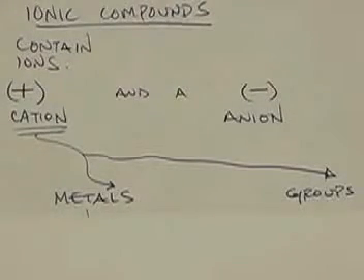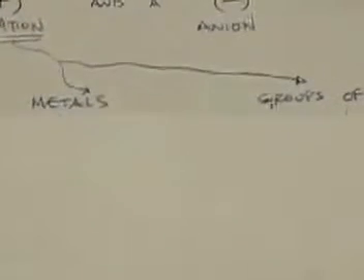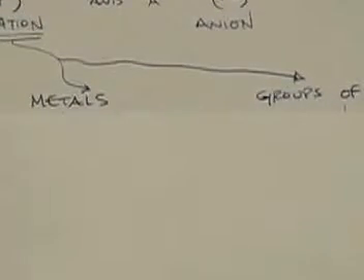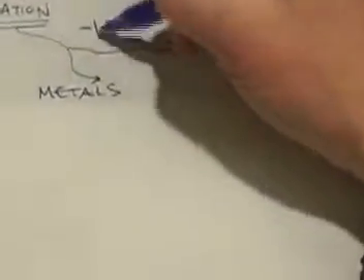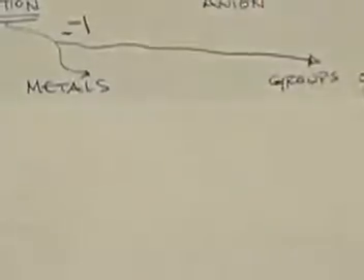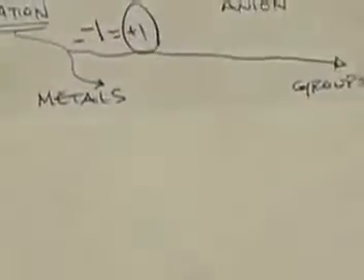Generally, cations come from metals on the periodic table. Almost all the metals on the periodic table will form positive ions because they lose electrons. And remember, electrons have a -1 charge, and when you lose a negative thing, you actually end up with a +1 charge, or some type of positive charge if you lose 2 or 3 or 4 electrons.